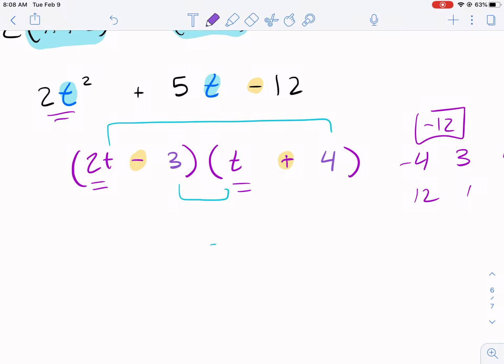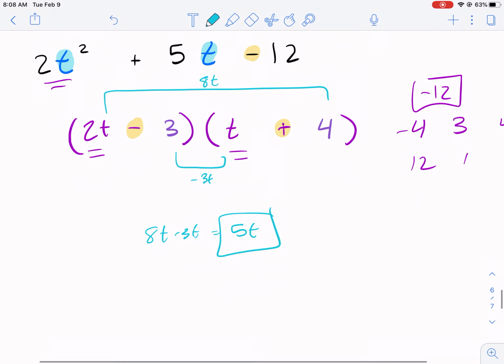Positive 4, negative 3, and we're going to try that again. Okay, so 2t times 4 gives us 8t, and then we have a negative 3t. 8t minus 3t, aha, there we go. We got positive 5t. Bingo, that matches up. So this is our correct factorization for t.